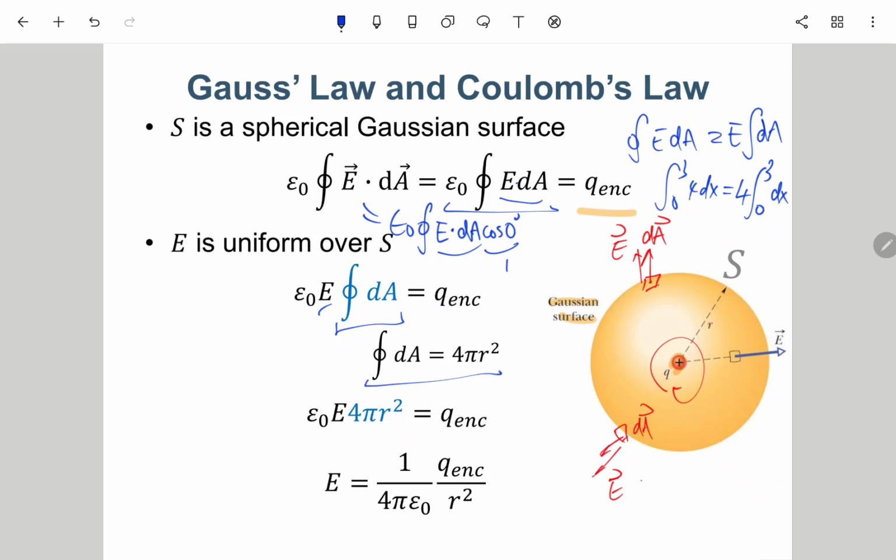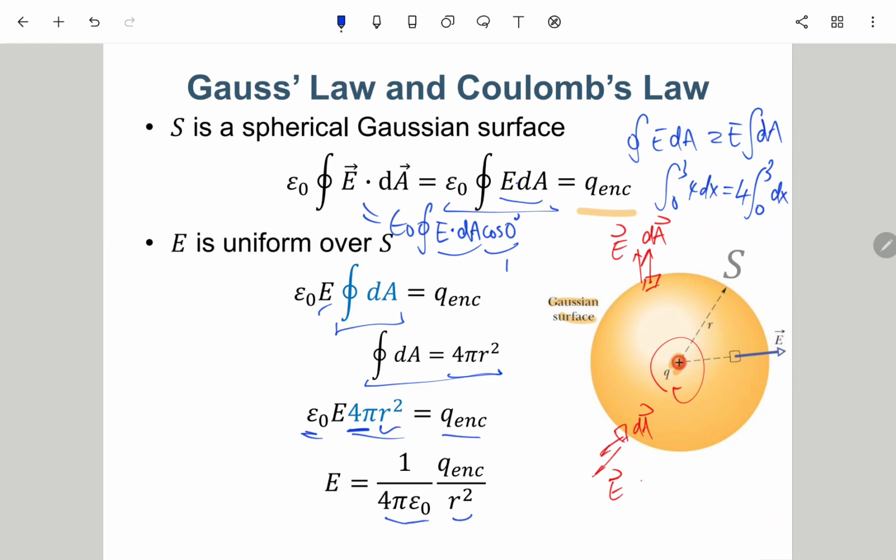From high school mathematics, the surface area of a sphere is 4 pi r squared. So we just plug in 4 pi r squared here: epsilon naught E 4 pi r squared is Q enclosed. We move this part and this part to the right side, so we have 4 pi epsilon naught here, r squared goes here, and Q enclosed is here.